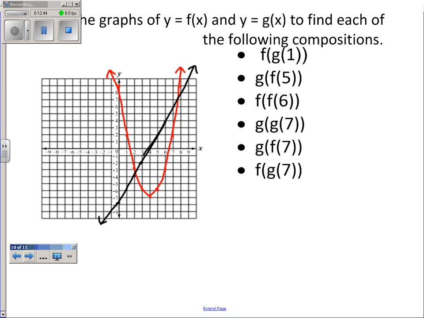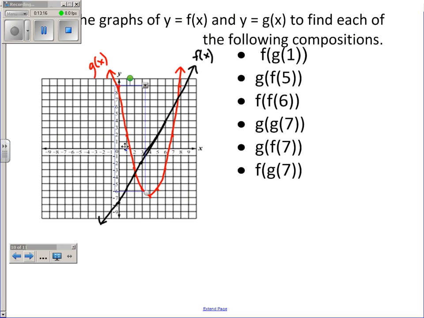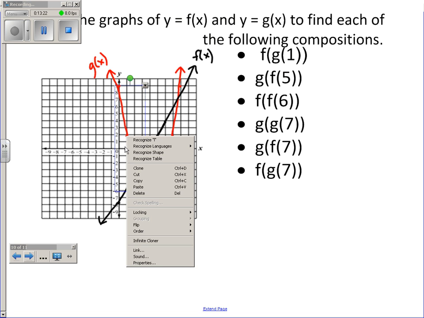Okay. This time I'm given a graph. And I would like for us to find f of g of 1. So first thing I want to do is work inside out. So go to 1 on the x-axis. And I'm going to go up or down till I hit the g graph. Okay, g of x is my red, so I'm going to go up. And I hit the g graph at 2.